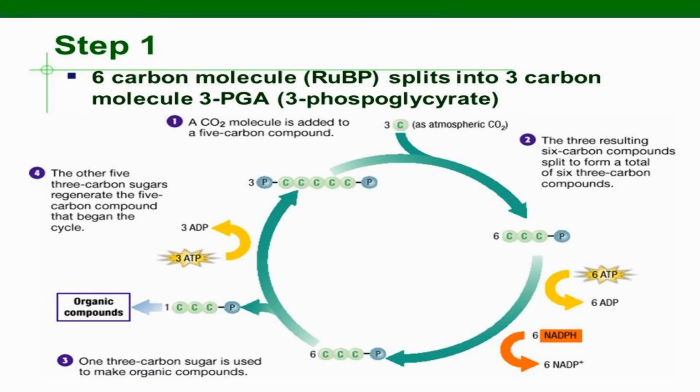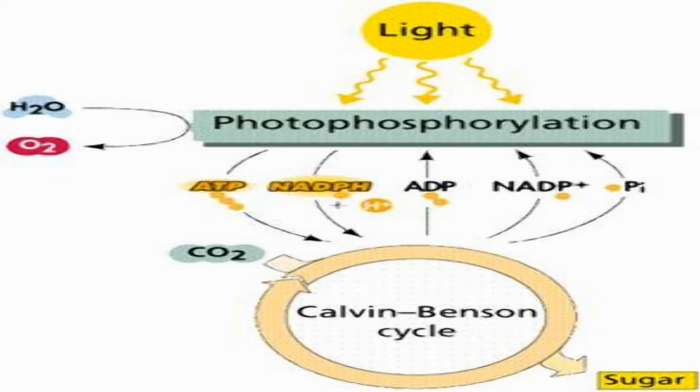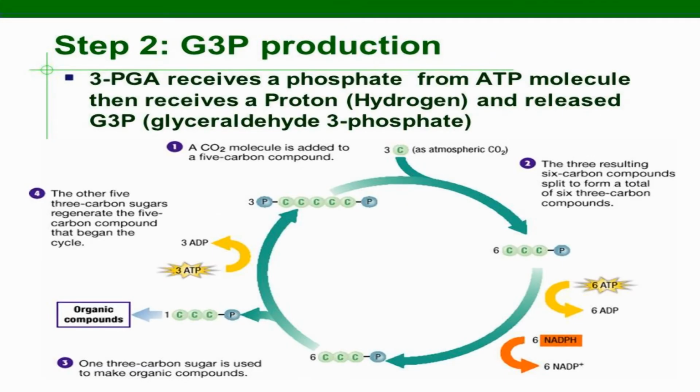Remember that the light reaction phase had end products of ATP and NADPH, which were brought into the stroma because they are needed in the dark reaction. So at this point in time, their role begins. The 3-PGA receives a phosphate from ATP molecules, then receives a proton or hydrogen from NADPH, resulting in the production of G3P or glyceraldehyde phosphate.